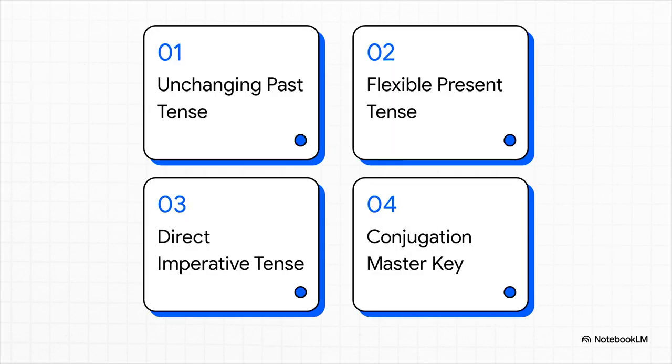So, here's how we're going to get you that key. We're going to look at the verb code, starting with a super solid past tense. Then we'll jump into the flexible present and the direct imperative, or command tense. Finally, we'll give you that master key to tie it all together.